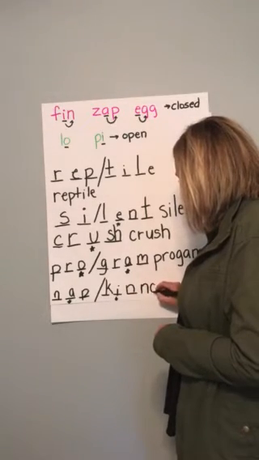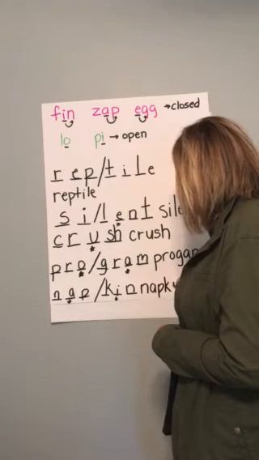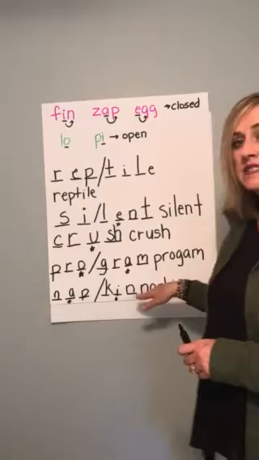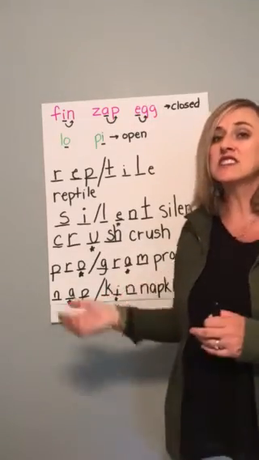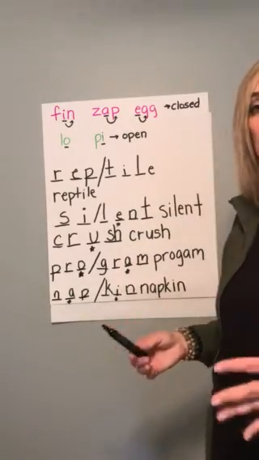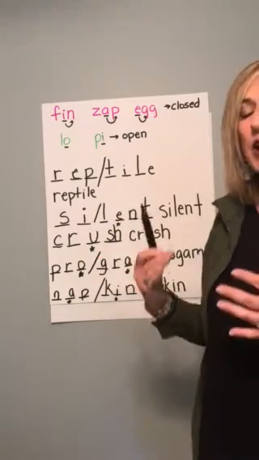Let's write that out. N, A, P, K, I, N. Check your spellings. Make sure it matches my spelling. If you made any errors, now's the time to go back and fix it. Remember, it's okay to make an error. You just want to make sure you change it. The learning takes place when we make our practice perfect.